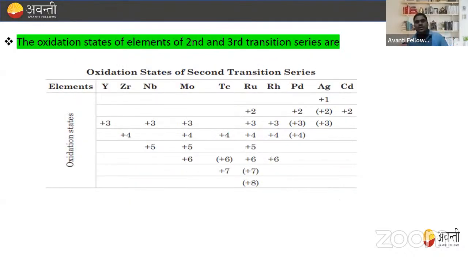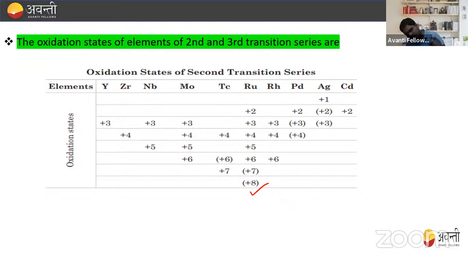Now, the oxidation states of elements of the second and third period series. If I'm talking about the second transition series, like Y, zirconium, Nb, Mo, Tc, Ru, Rh, Pd, Ag, Cd. Y shows the oxidation state of plus 3, zirconium plus 4, Nb plus 3 and plus 5, Mo plus 3, plus 4, plus 5, plus 6. Tc shows plus 4, plus 6, plus 7, and Ru shows up to 8. So if someone asks what is the maximum oxidation state shown by the transition elements, you will say plus 8.